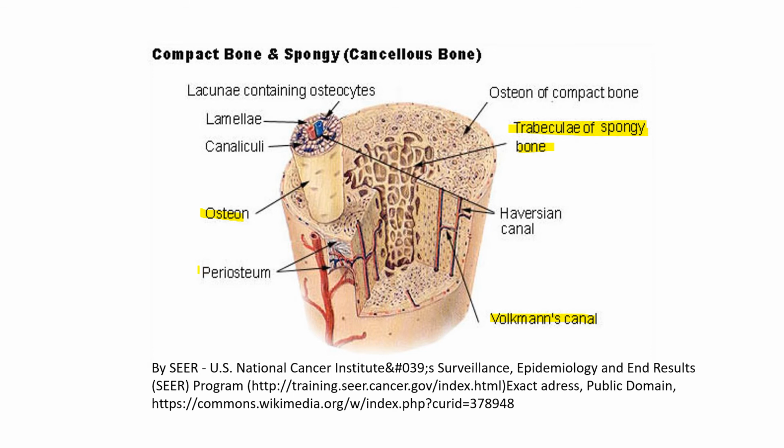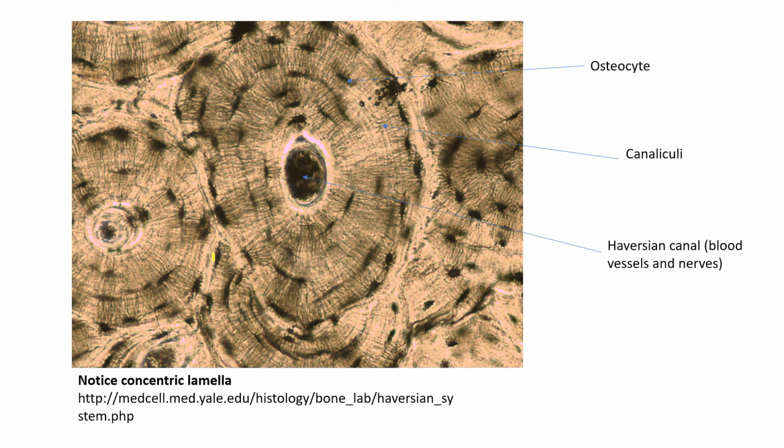Something else to note is that we have the periosteum. So it's not the perichondrium anymore, it's the periosteum, because this is the lining of bone and not cartilage. This is a close-up of compact bone. We have the osteon with the Haversian canal, which contains blood vessels and nerves centrally. We have these darker staining areas called osteocytes, and we have these finger-like projections called canaliculi.